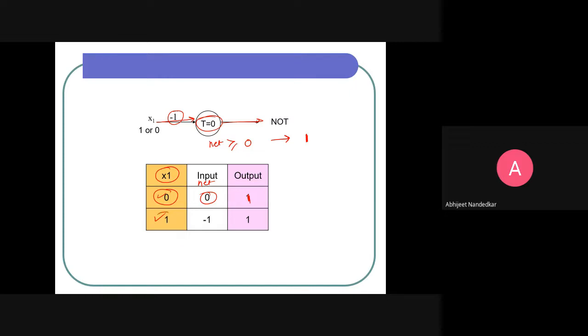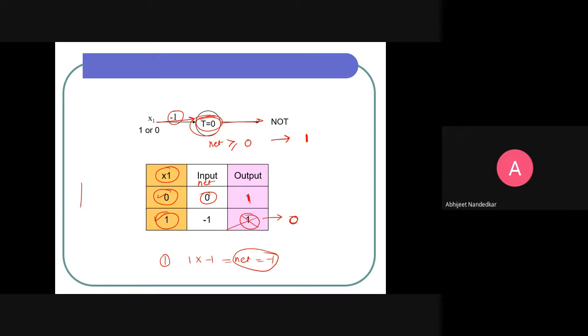Now if I take 1, this 1 gets multiplied with minus 1, so net is equal to minus 1. So what happens? This net is now minus 1 and my threshold is equal to 0. So is this correct? This should be actually 0. Okay, so output should be 0 here. This is the wrong entry.